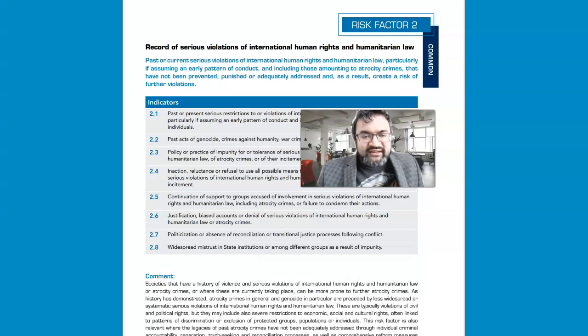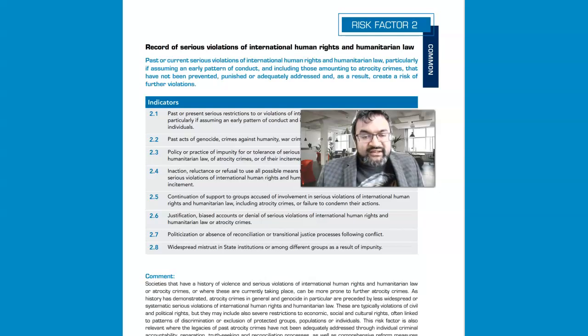Number 3 is policy or practice of impunity for or tolerance of serious violations of international human rights and humanitarian law, of atrocity crimes, or of their incitement. Number 4 is inaction, reluctance, or refusal to use all possible means to stop planned, predictable, or ongoing serious violations of international human rights and humanitarian law, or likely atrocity crimes, or their incitement.